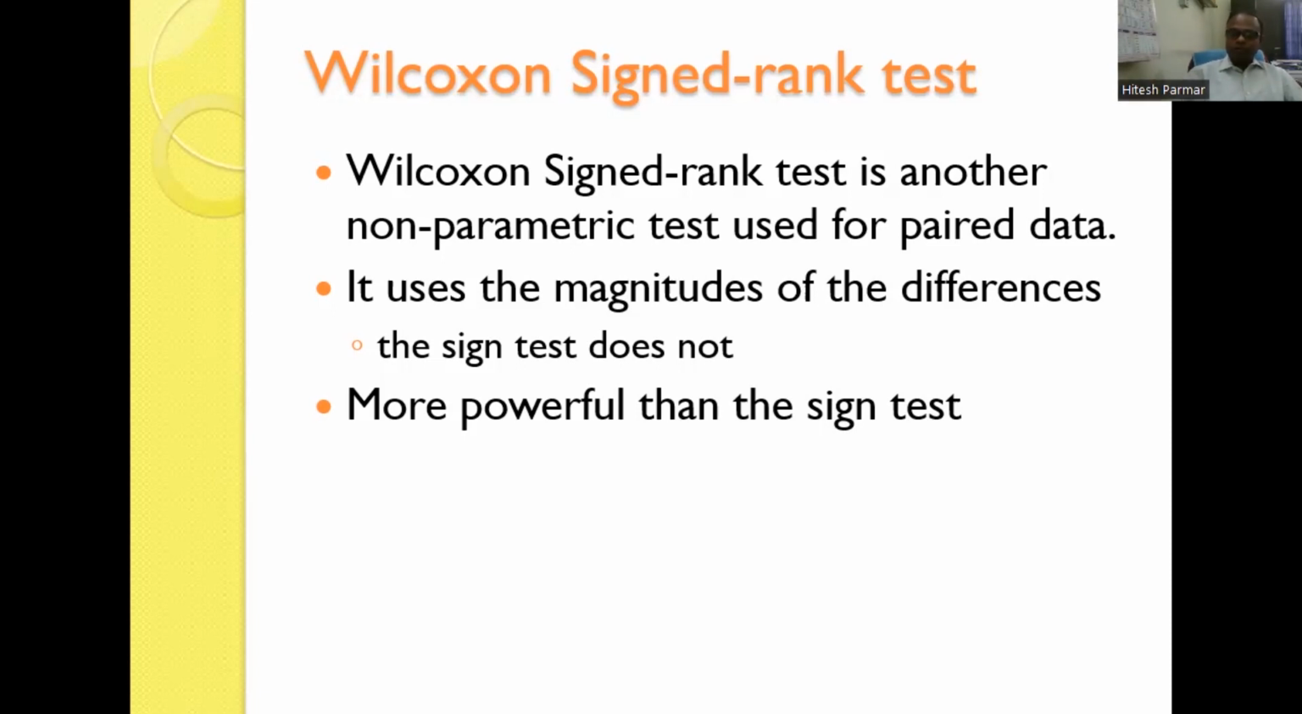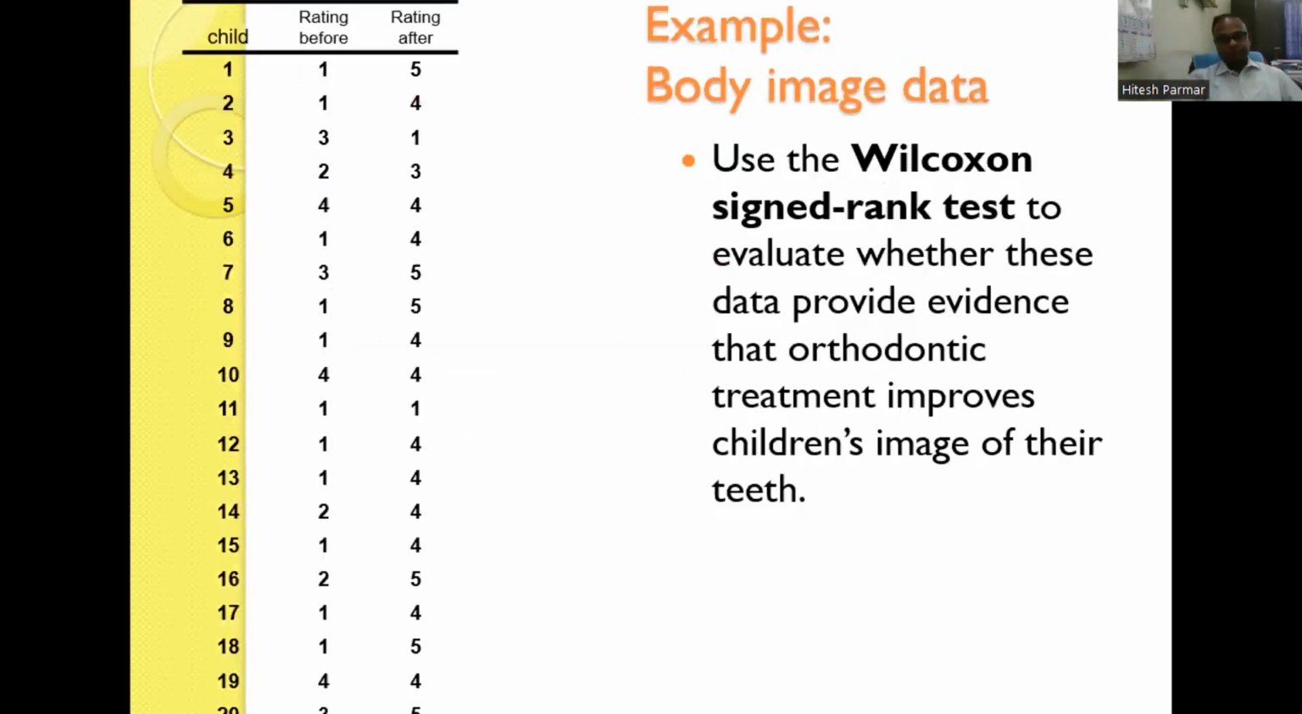If you remember, say for example, 1 to 5 or 1 to 2. So 1 to 5 is also a positive sign, 1 to 2 is also a positive sign, right? If the rating has improved from 1 to 2, then it is a plus sign. If the values are increased from 1 to 5, then also a plus sign. So we are considering all things the same. That is why it is less powerful, but the Wilcoxon test is more powerful than the sign test. How it is more powerful, we will discuss.